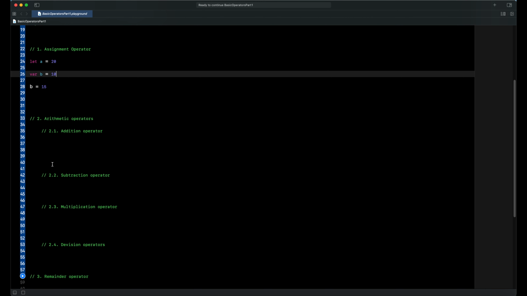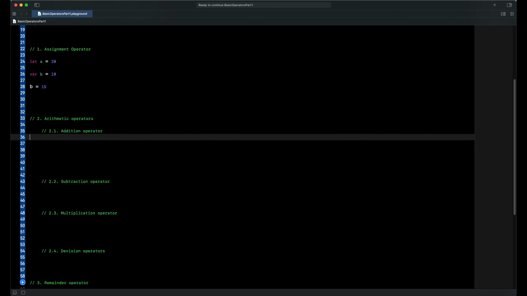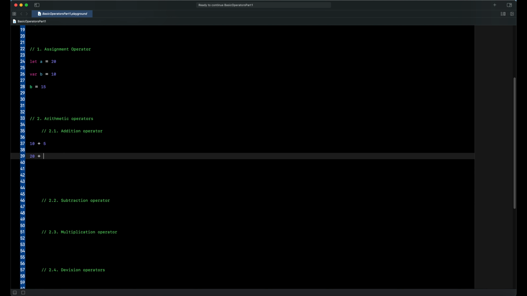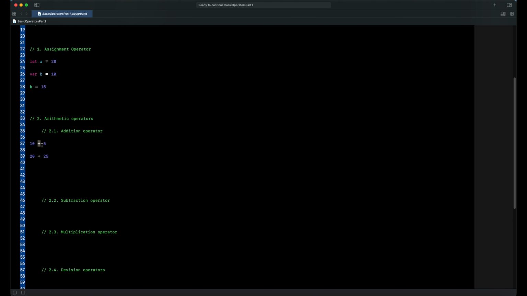First is the addition operator. For example, our plus symbol is our addition operator. With the addition operator, we can add one number to another. For example, 10 plus 5 equals 15. 20 plus 25 equals 45.